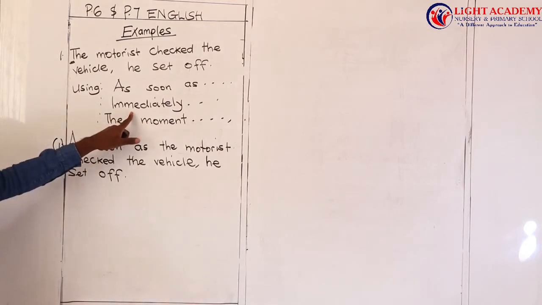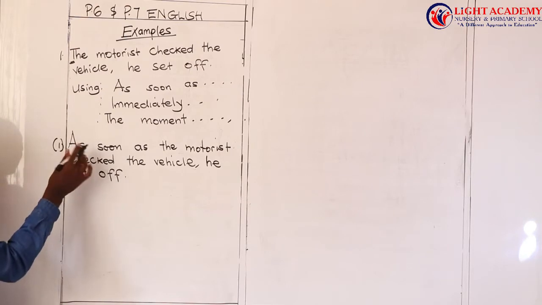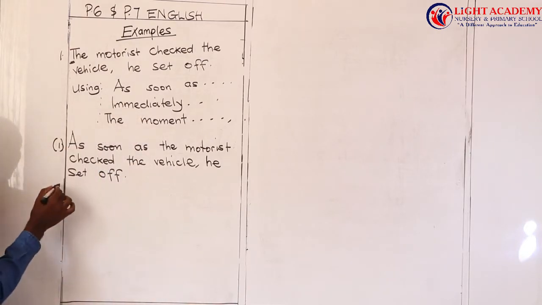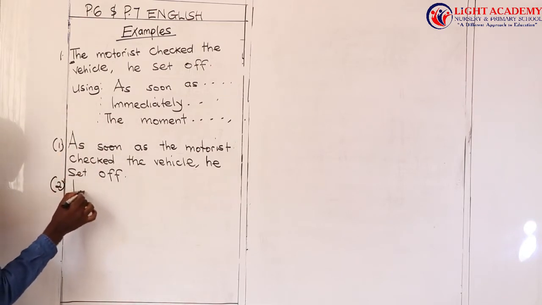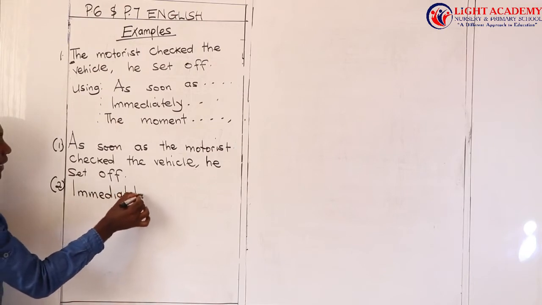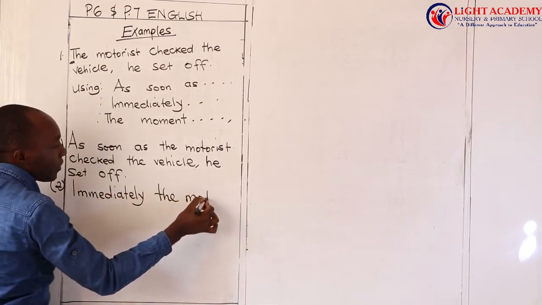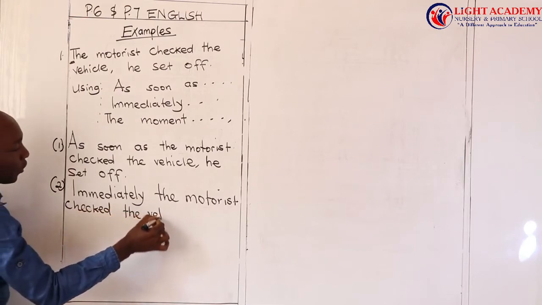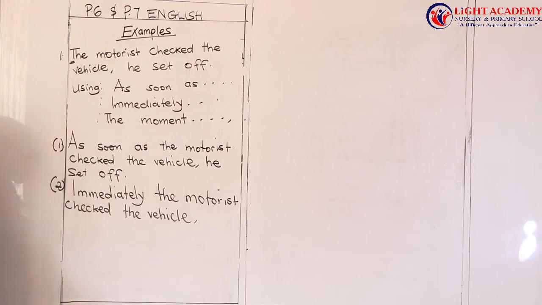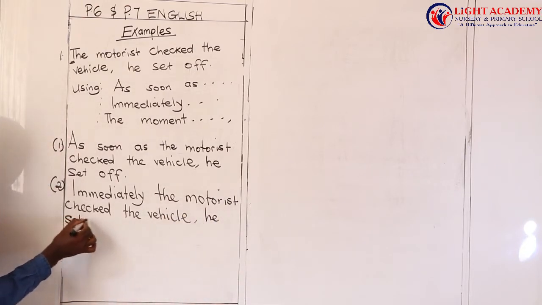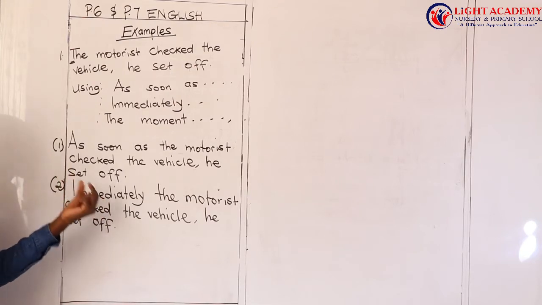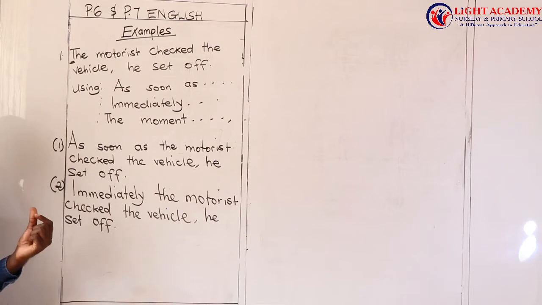Then, number two, we are going to use immediately. Therefore, the answer will also be the same. The only difference will be this one here. Where there is this one, that's why you put immediately. Therefore, number two will be, immediately, the motorist checked the vehicle, you put a comma, don't forget a comma, he set off, put a full stop. That's when you're using immediately. Don't forget, after writing this structure, it must be followed by the first action.